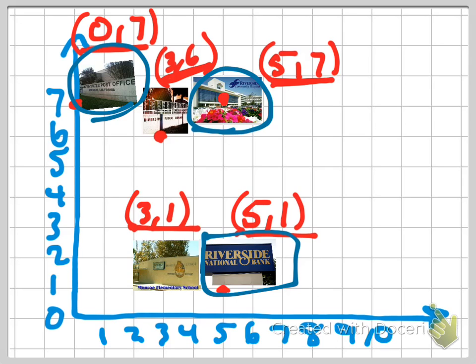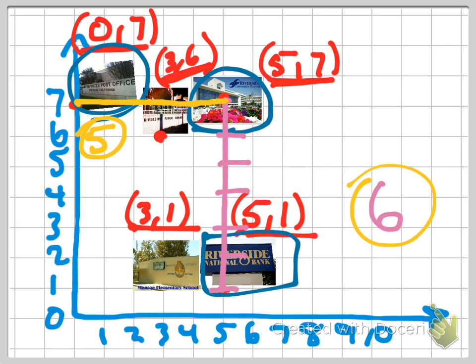So what we're going to do is take a little trip. We start off at the hospital and we go all the way down to the bank, and we can count 1, 2, 3, 4, 5, 6. So it's 6 units away. Now we can take a look and go from here and go 1, 2, 3, 4, 5, and that is 5 units away. So which one is further away? The bank. The bank is 6 units away, whereas the post office is only 5 units away.